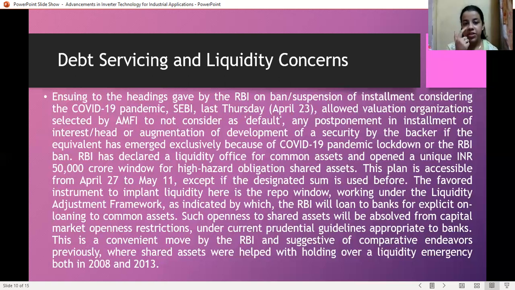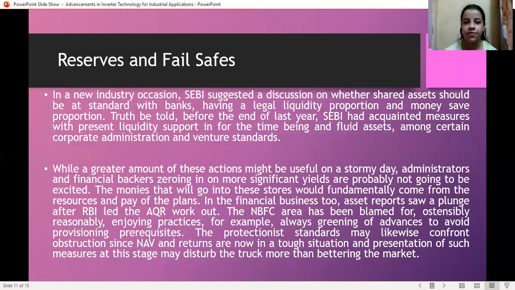This is what debt servicing and liquidity concern is. The next one is reserves and fail safes. In a recent industry event, SEBI alluded to a debate on whether mutual funds need to be on par with banks, having a statutory liquidity ratio and cash reserve ratio.